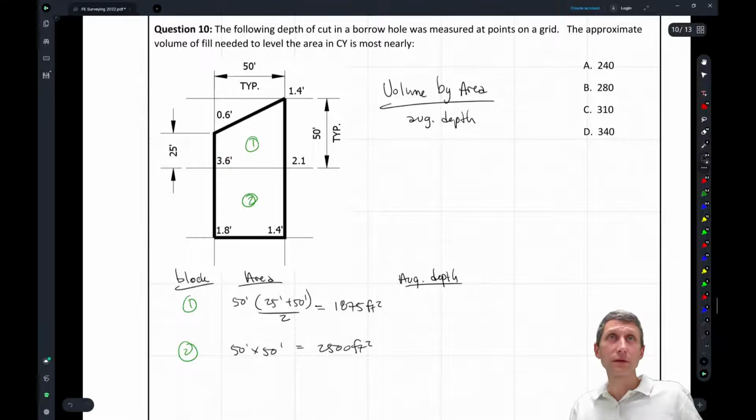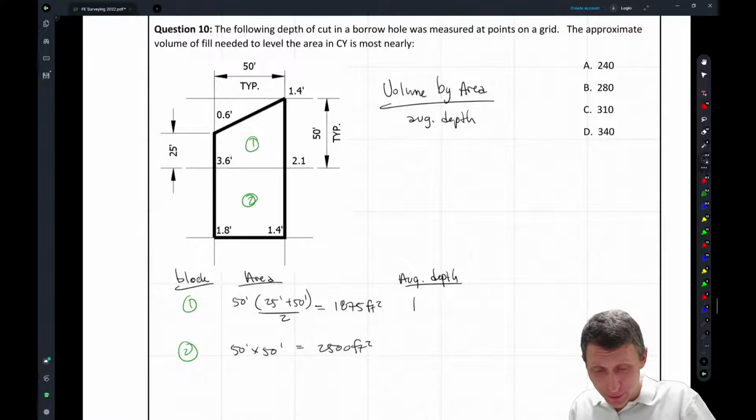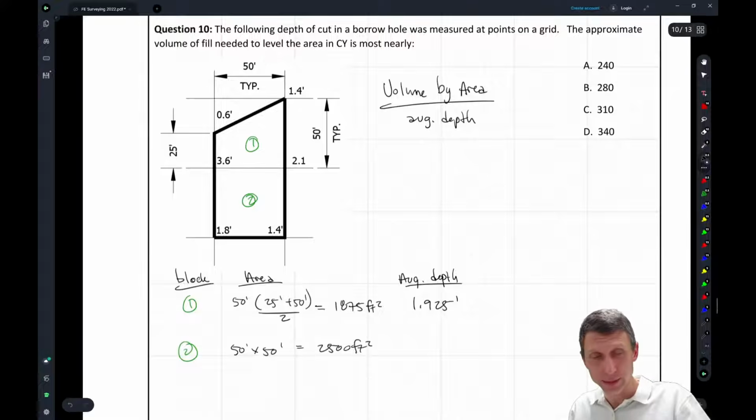Did I do something wrong? Did I type something in wrong? Oh, I divided it by 2 on my calculator. That doesn't work. There we go. Because it was different than my notes, and that's always scary. But 1.925 feet, right? And where does that come from?